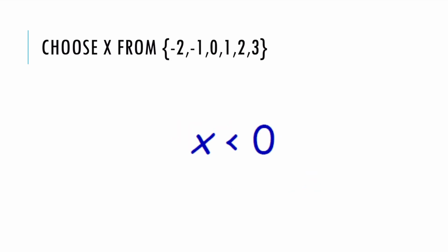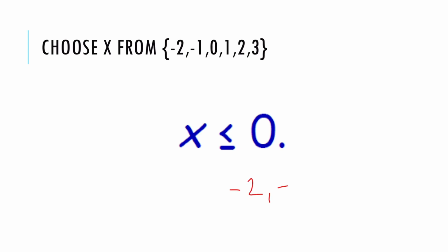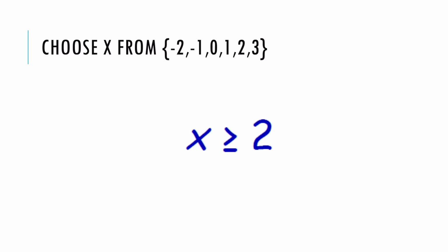X is less than 0, so we've changed the set of numbers here. If x is less than 0, it can be -2 or -1. If x is less than or equal to 0, that means it can now take the value of 0 as well. If x is greater than or equal to 2, that can be 2 or 3.